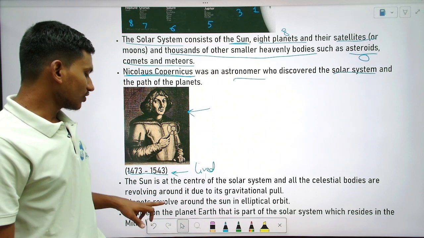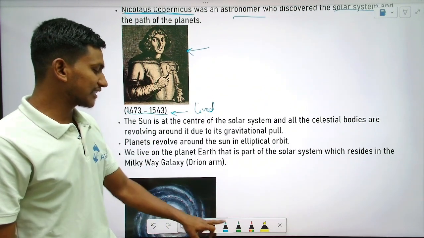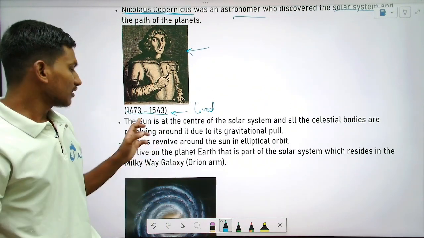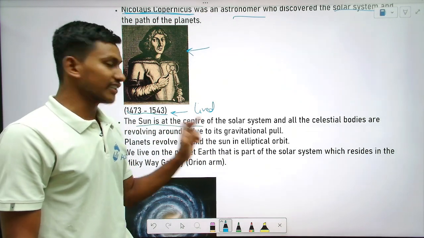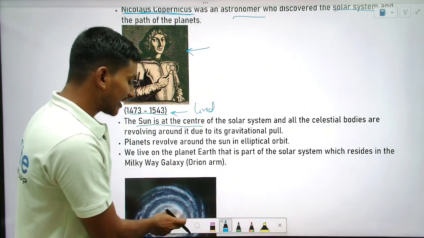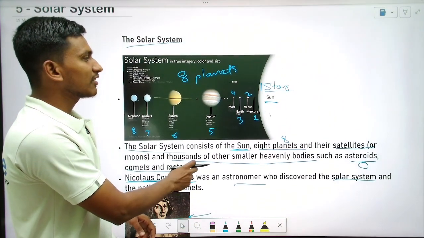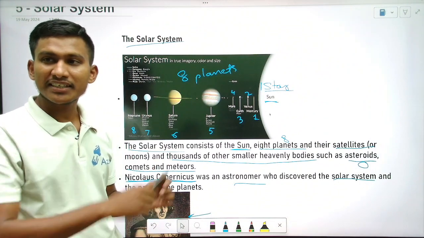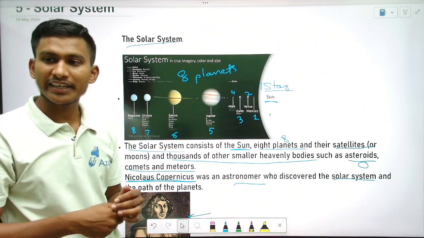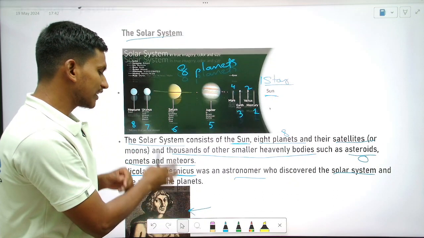Okay, good. So next, let us see the next point. The sun is at the center, and around it all our planets revolve, right?